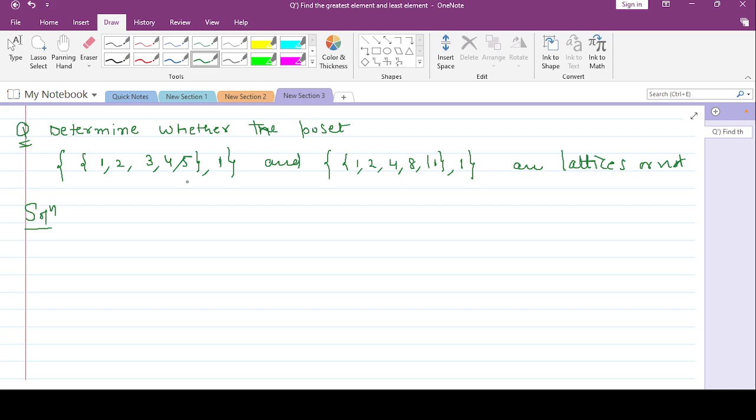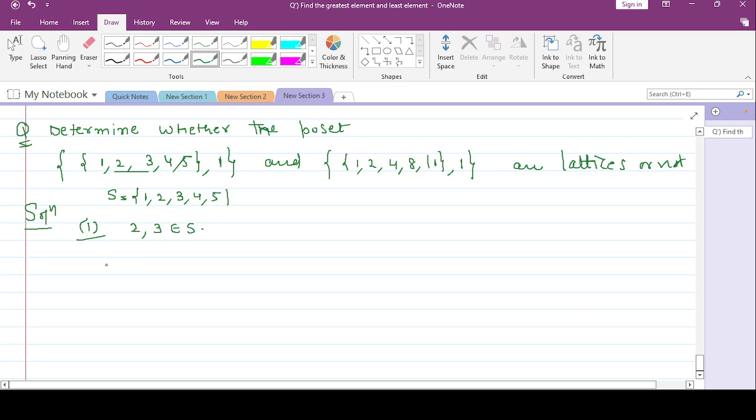So what you do now is directly take those elements for which LUB and GLB do not exist. Suppose that for the first set I take 2 and 3. Let me call this set S: 1, 2, 3, 4 and 5. Take 2 and 3 from this set S. Now what is the join of these two elements?